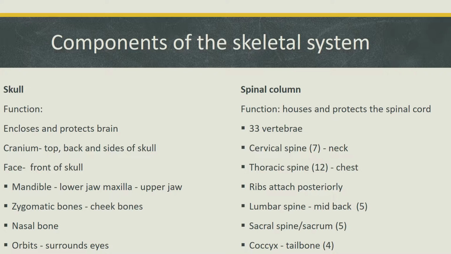The spinal column. The spinal column comprises 33 vertebrae. Cervical spine has 7 bones, which is the neck. The thoracic spine, 12, which is the chest, with ribs attached posteriorly. Lumbar spine or mid-back has 5 vertebrae. Sacral spine, sacrum, has 5 vertebrae, and coccyx, tailbone, 4. The function of the spinal column is to house and protect the spinal cord.